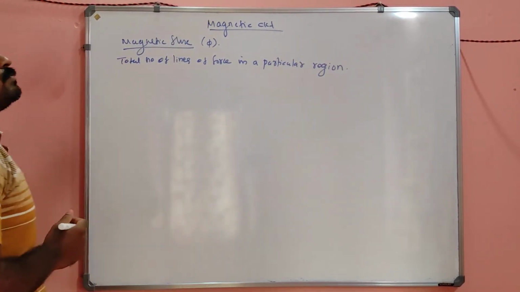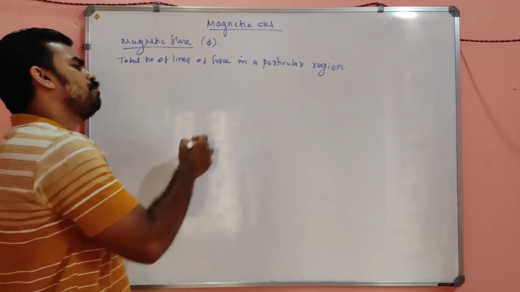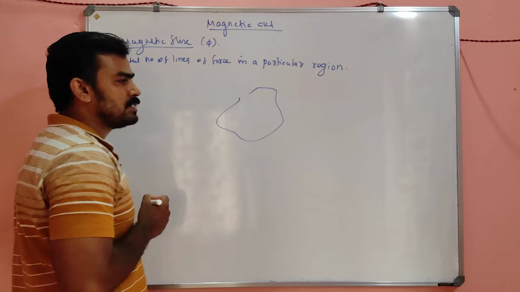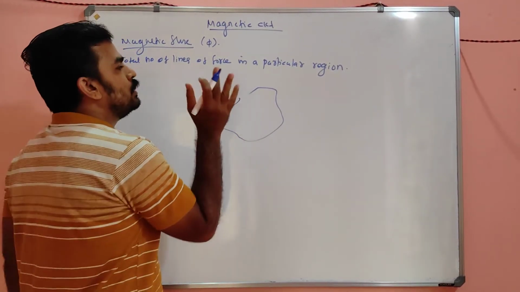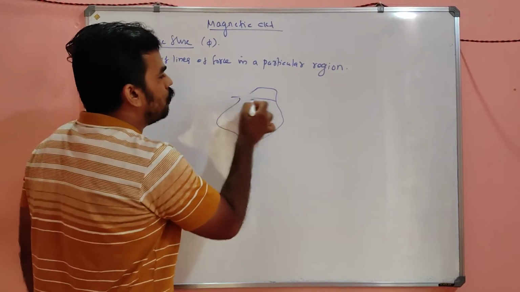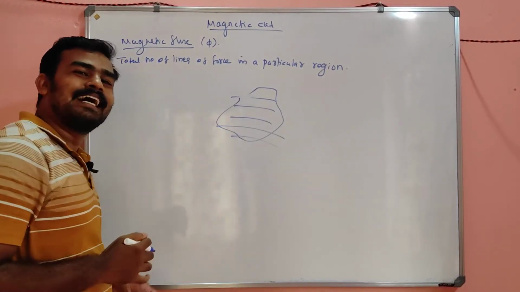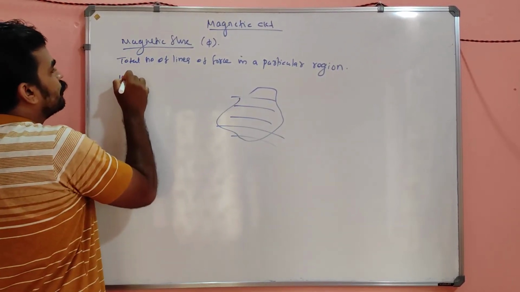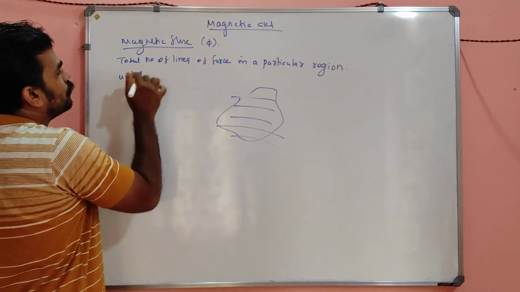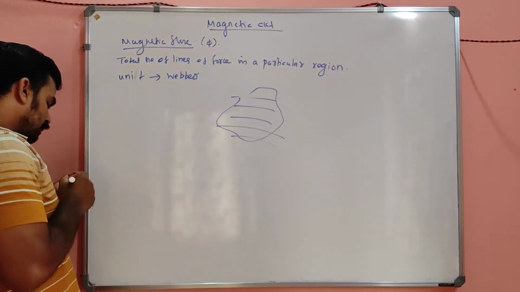Total number of lines of force in a particular region is called the magnetic flux. For example, if I have some irregular shape and I want to calculate the magnetic flux, simply count the number of lines passing through this area. That is the magnetic flux. And its unit, very, very important, is Weber.